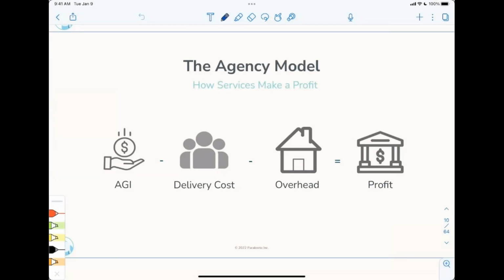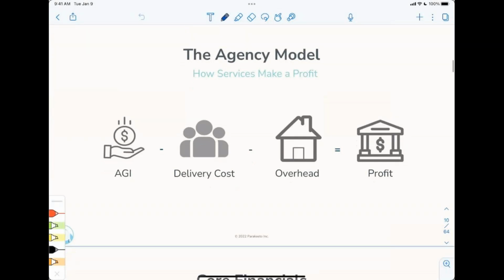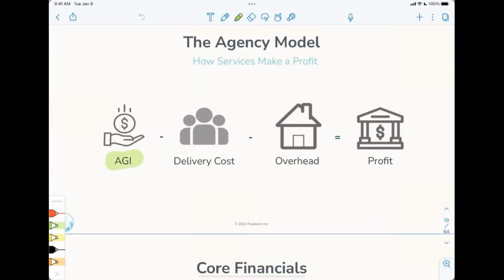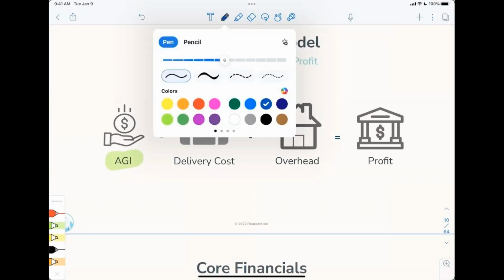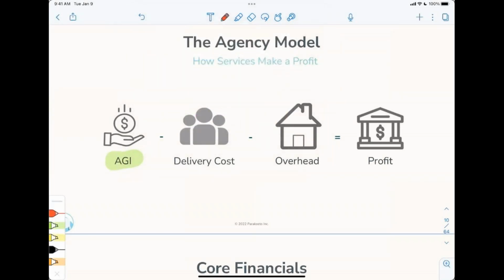At the most fundamental level, an agency makes money in the following way. First, you collect what we call agency gross income, which is really a fancy way to say the money that is left over after you've paid any pass-through expenses to third-party vendors for client projects. To give you an example, if we had a client that paid us $10,000 per month for a Facebook advertising campaign, and we spent $5,000 a month on Facebook ads, then that would actually be a $5,000 contract in terms of AGI.